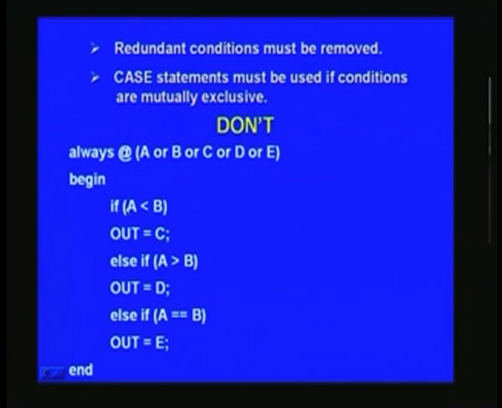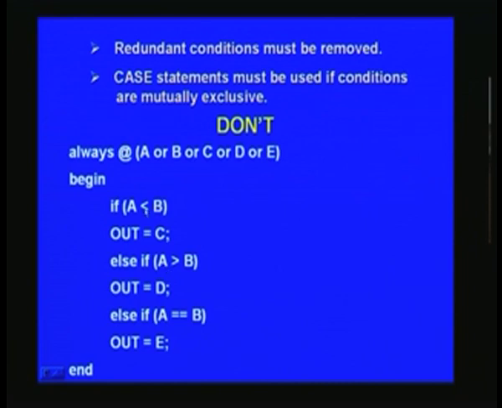This also you are familiar with, the comparator we have done earlier. If 3 numbers are there here, basically 2 numbers are being compared, and C, D, E are outputs here. If A is less than B, set C as the output. If it is greater than B, set D as the output. If none of this, that implies A equal to B, then do this. So what is redundant in this statement? Can you spot it out?